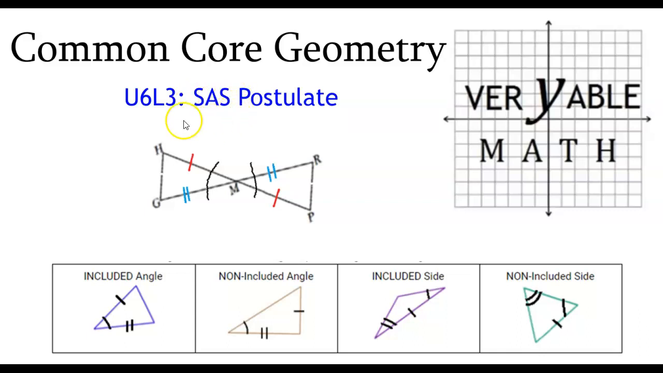SAS, as you could probably understand by looking at yesterday's postulate, the S's stand for sides, whereas this A stands for an angle. And notice that the angle, this A, is between the two sides. So that's going to be a little hint as to what the diagram has to look like in order for us to use the SAS postulate.